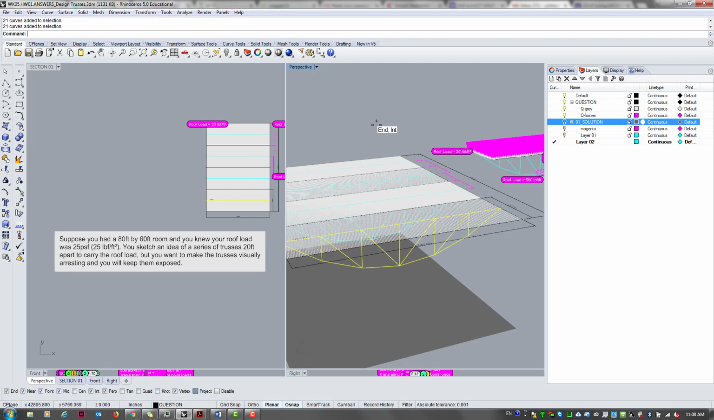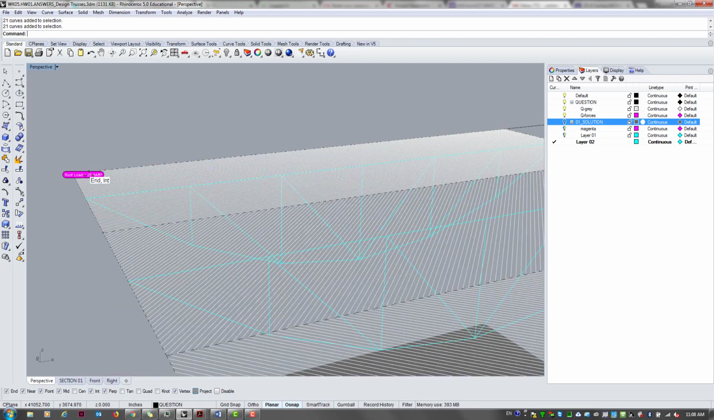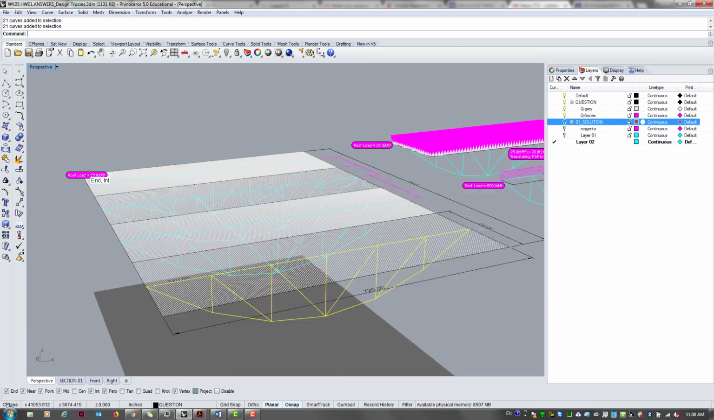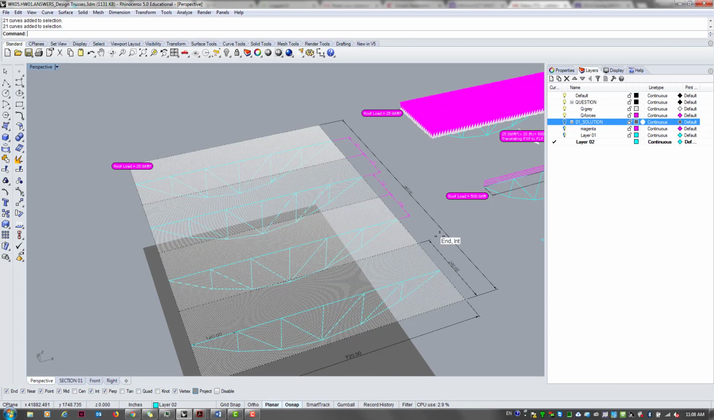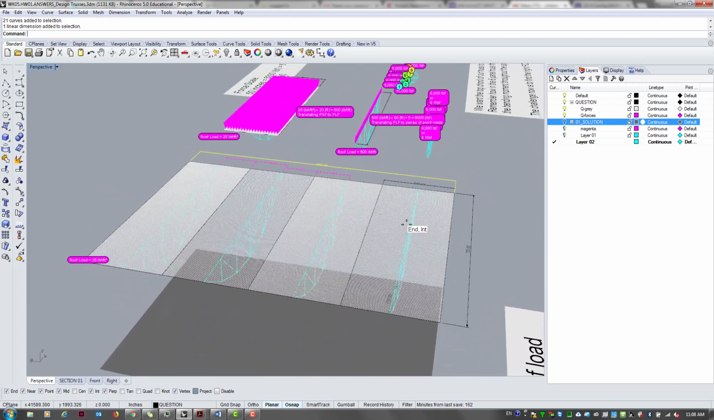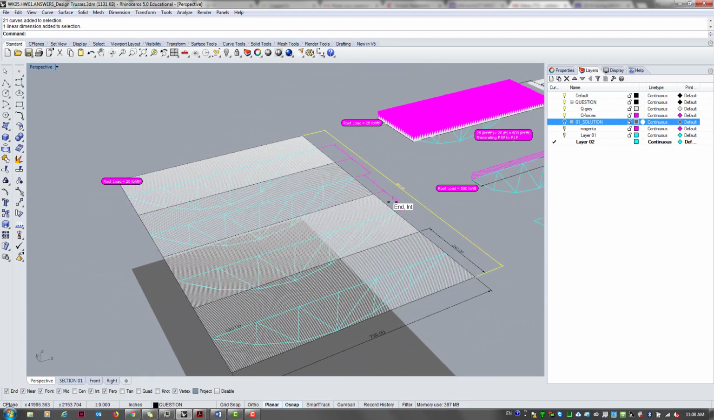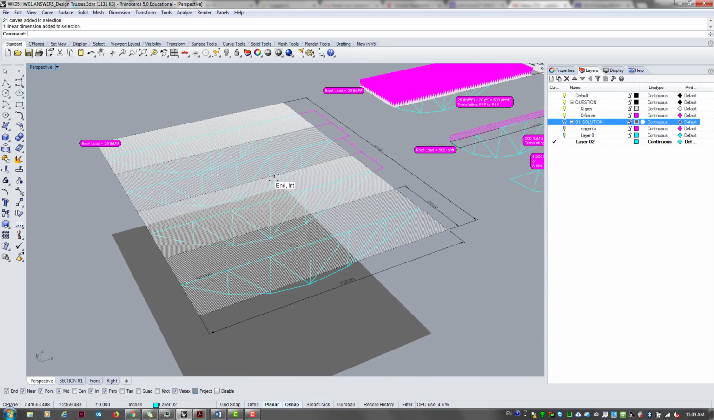Anyway, so we know the roof load is 25 pounds per square feet, and the roof that we are supporting is 60 feet by 80 feet, and you have a 20 feet spacing between all of these. So if you remember this concept, tributary area, right?